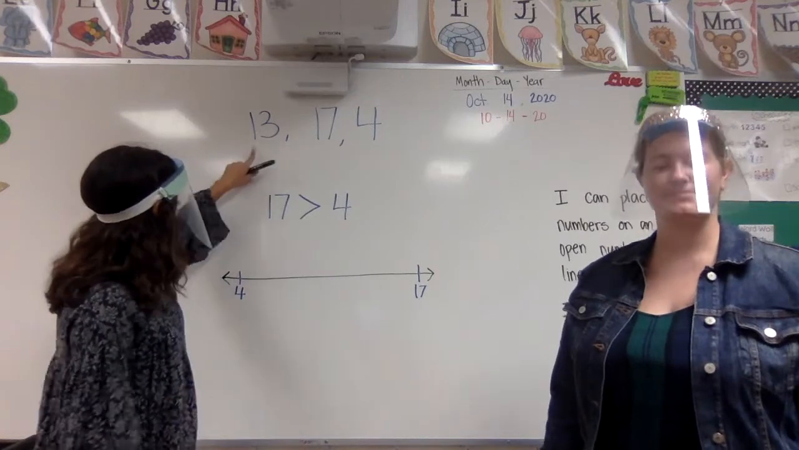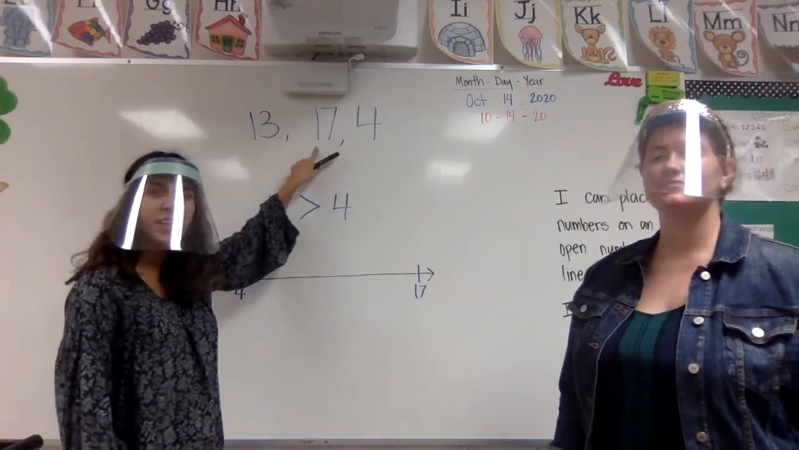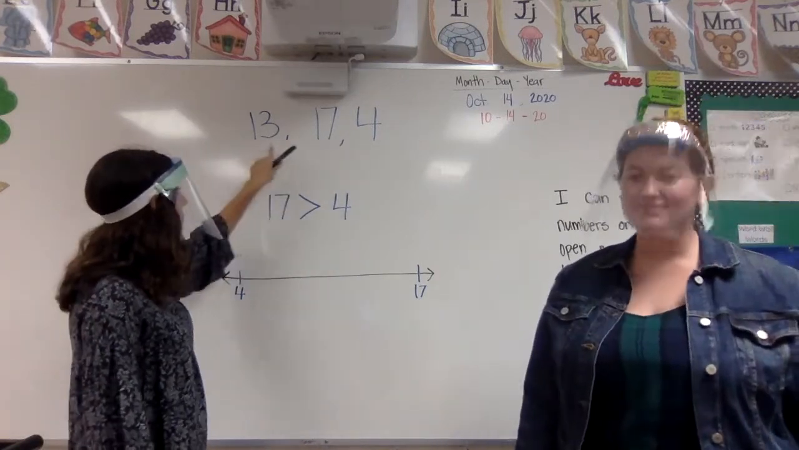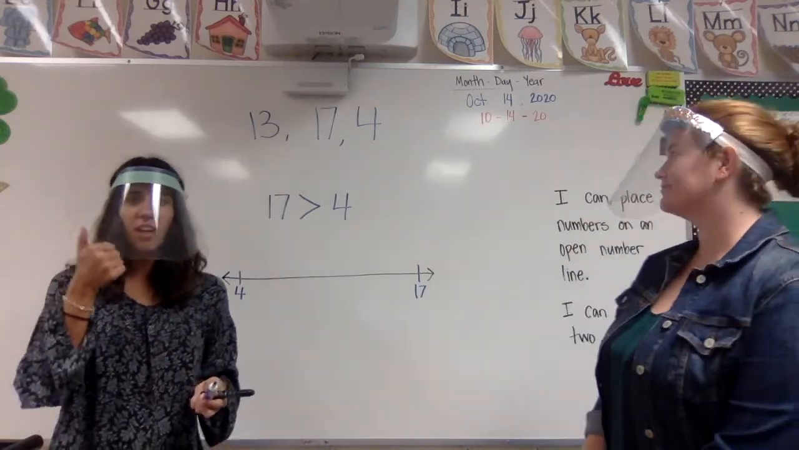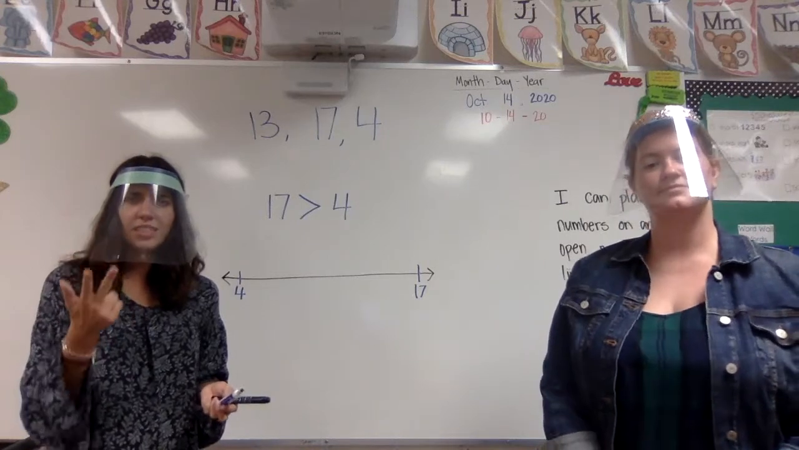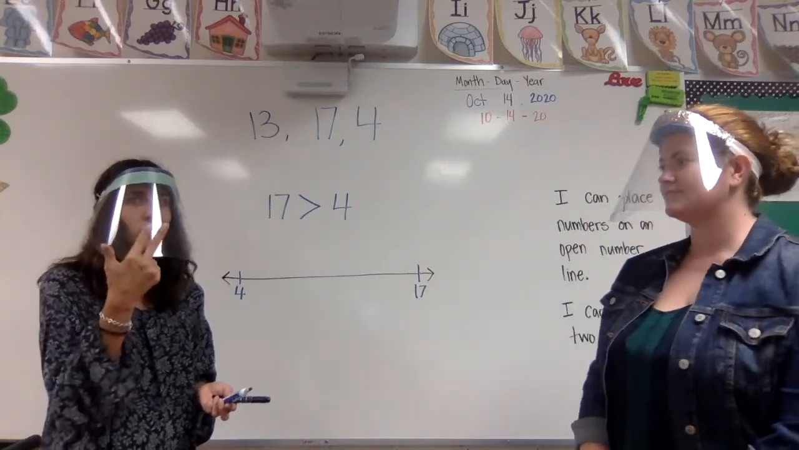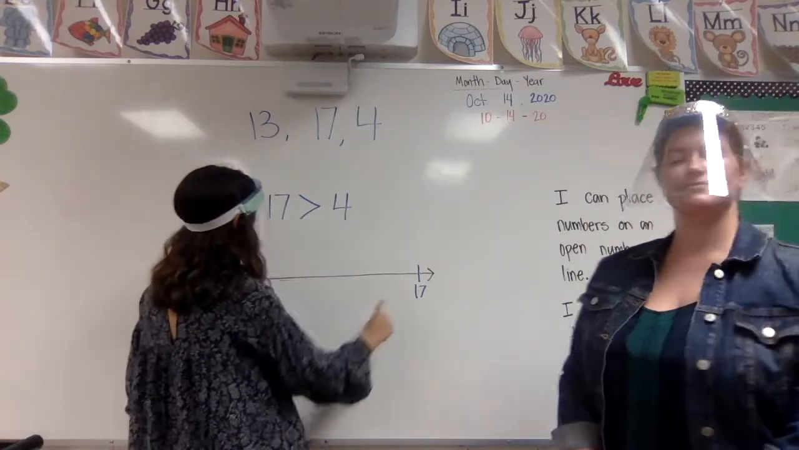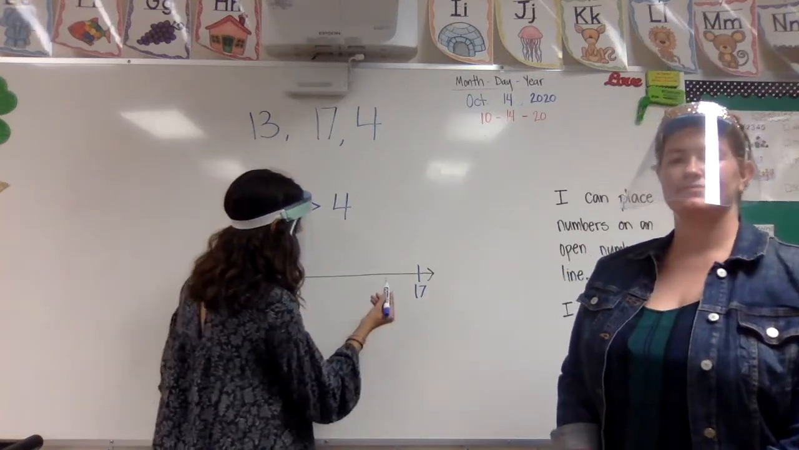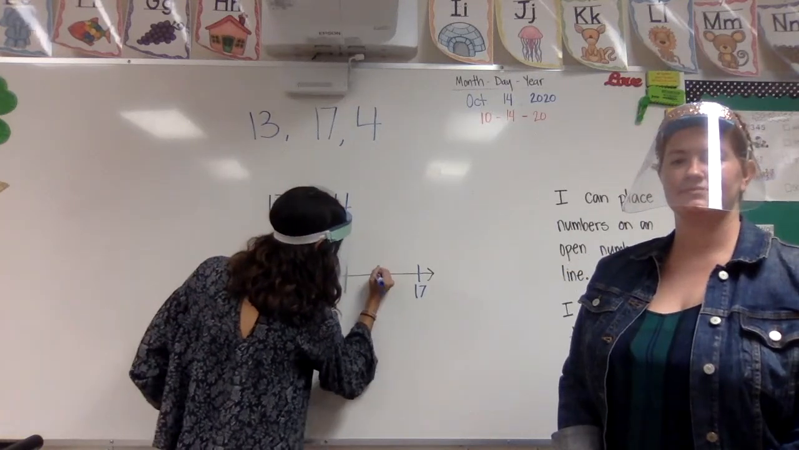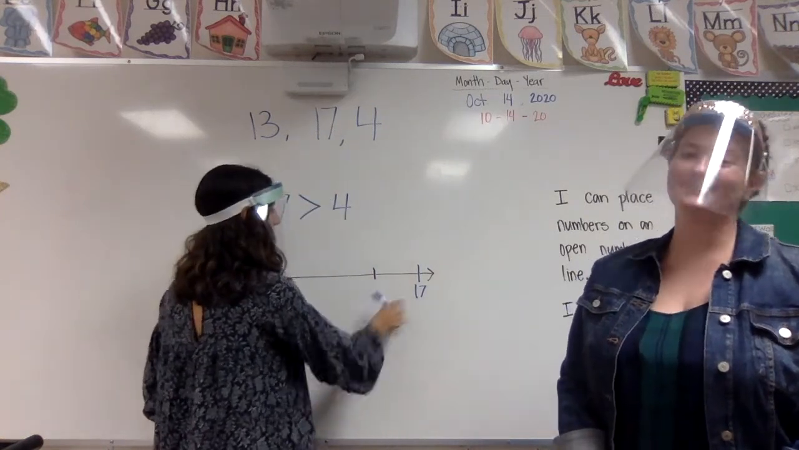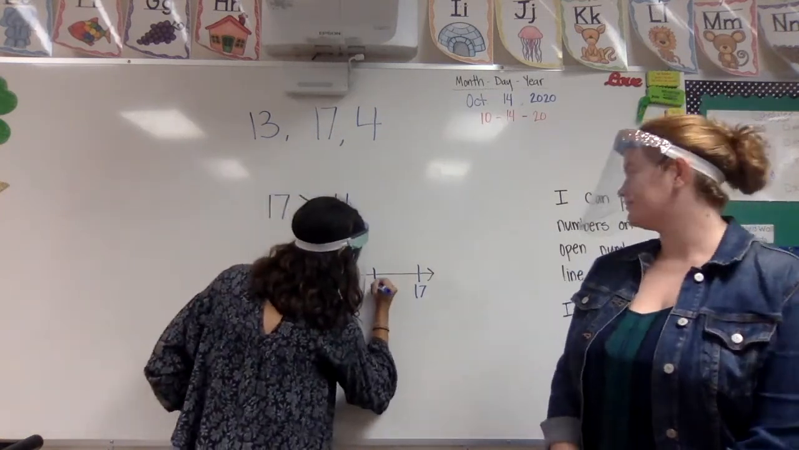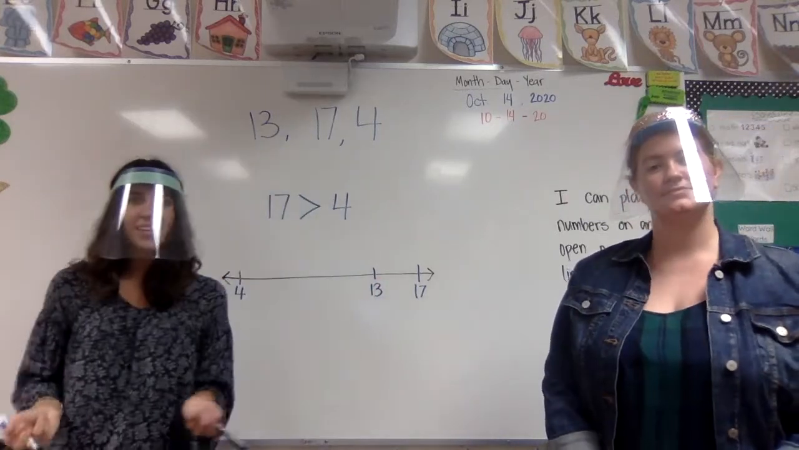I know that 13 and 17 have a number in the tens place. So 13 is probably much closer to 17. So I'm going to count 13, 14, 15, 16, 17. So there's 3 numbers in between 13 and 17. And so I'm going to put it close, but not too close because I would have to leave a little invisible space for those 3 numbers. And I'm going to put 13 right there.